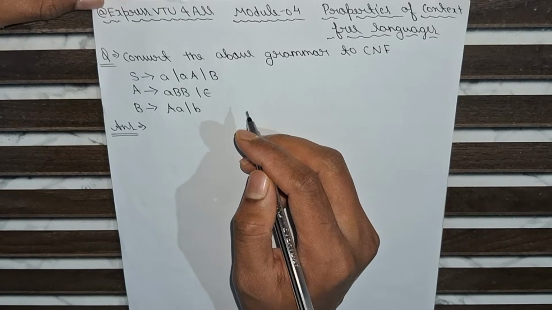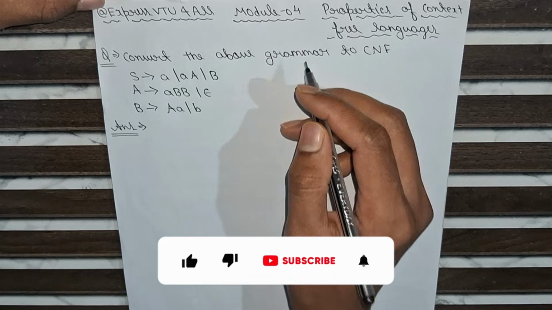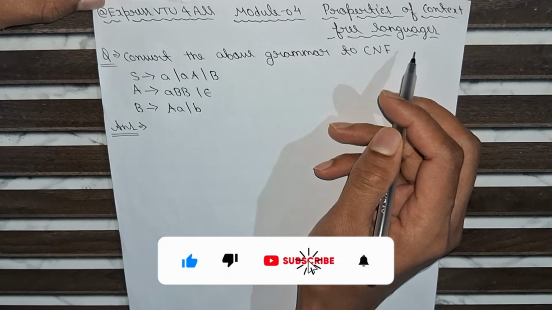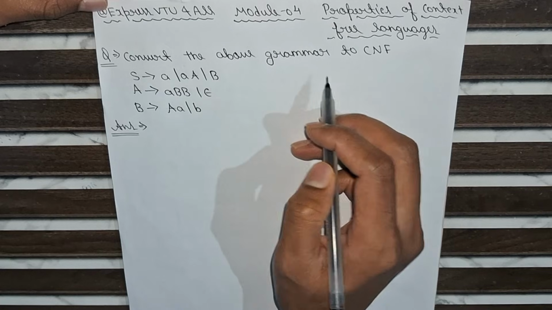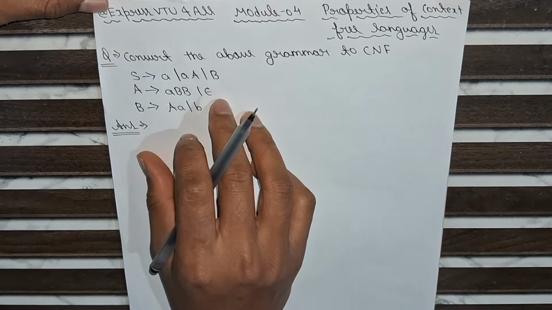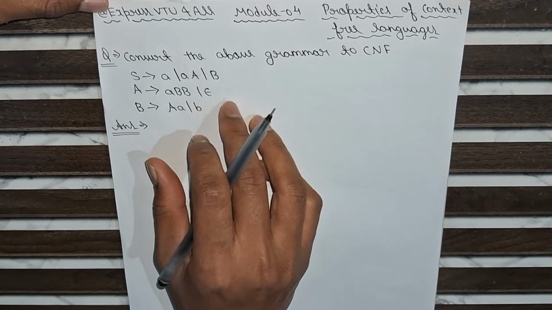In today's video, we are going to solve a very important question from Module 4, Properties of Context-Free Languages. The question is, convert the given grammar to the Chomsky Normal Form. A grammar is given and we have to convert this grammar into a CNF.